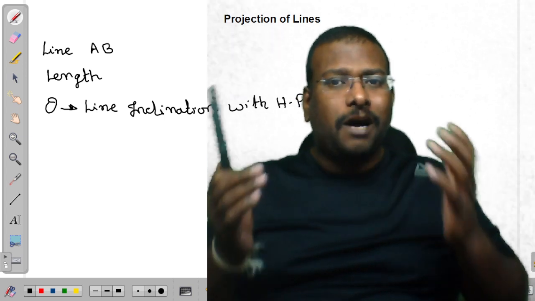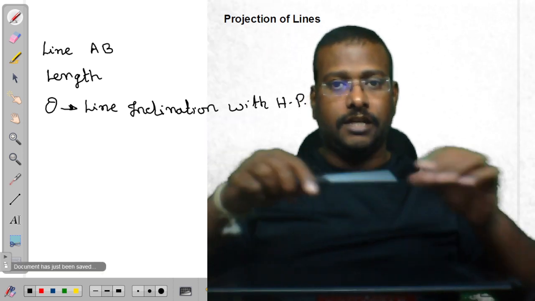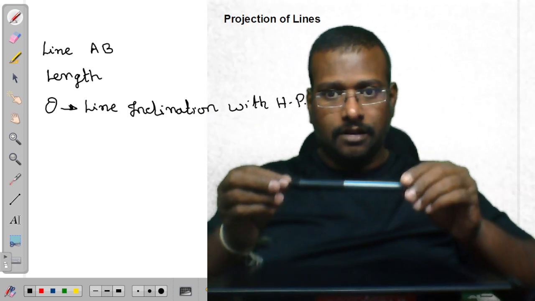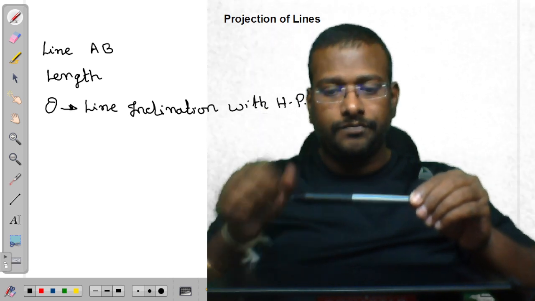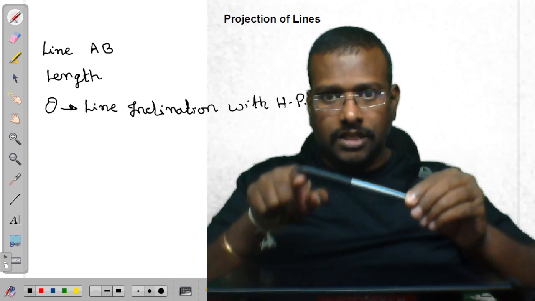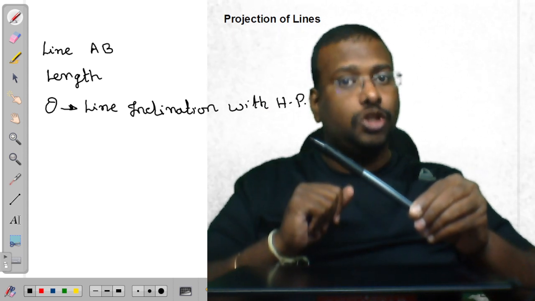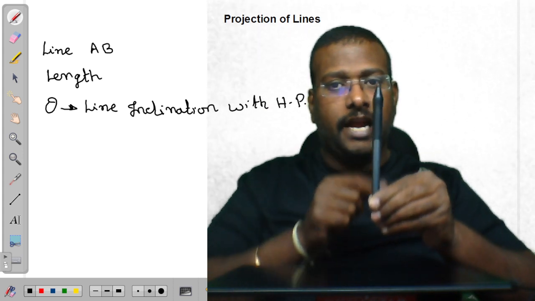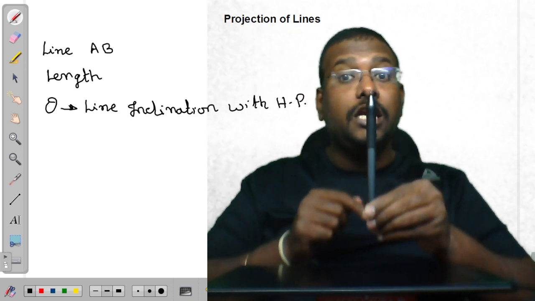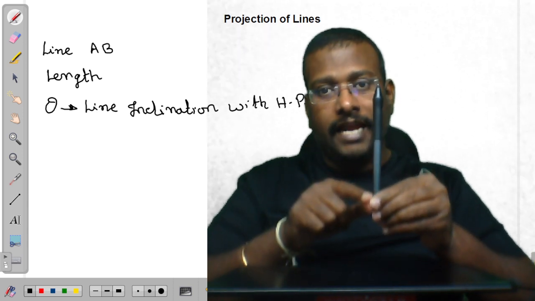Now, what are the possible values of theta? If it is like this, all the points are equidistant, so theta is equal to 0. If one end is nearer and the other is away, then theta is greater than 0. As theta goes on increasing, if the line is perpendicular to HP, the angle is 90 degrees.